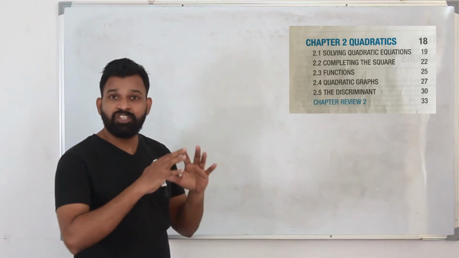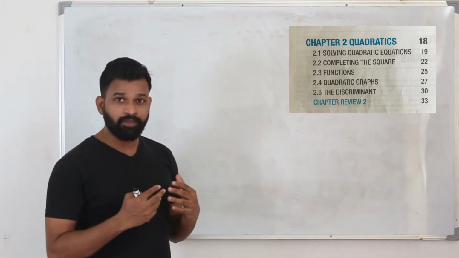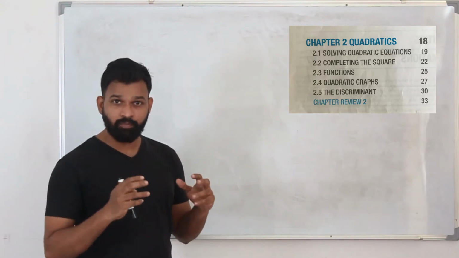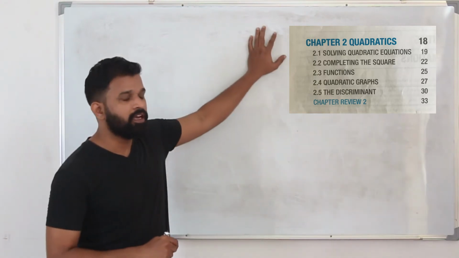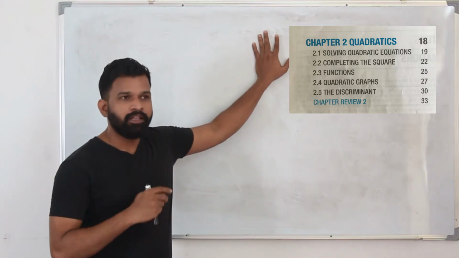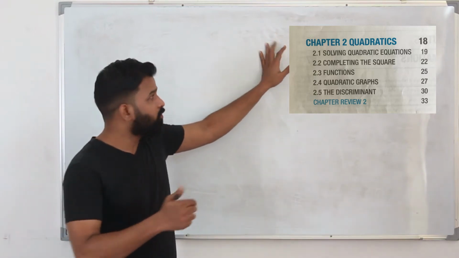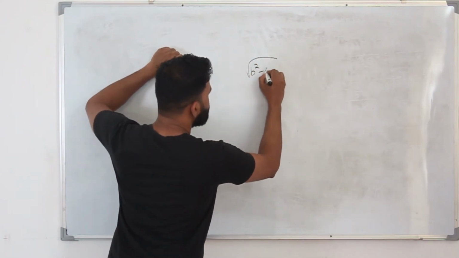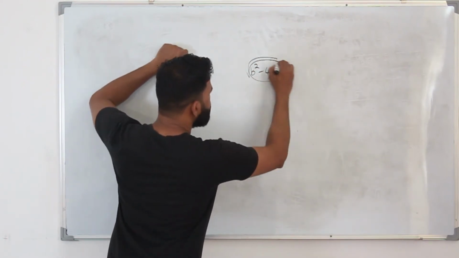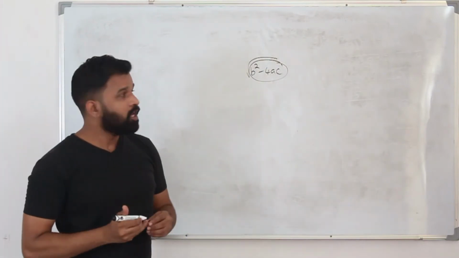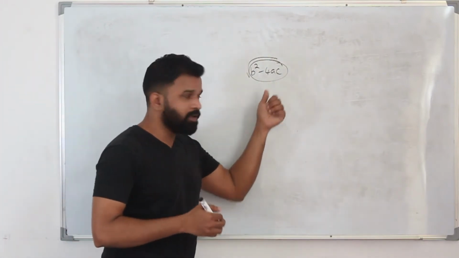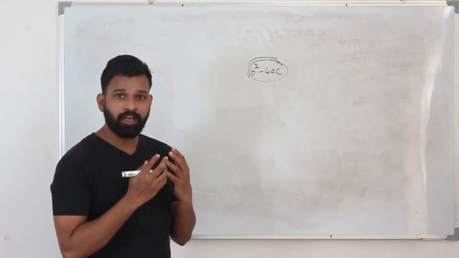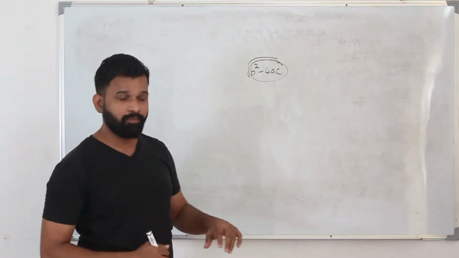Then after that, sketching the quadratic graphs. We are going to sketch the quadratic graph. So what are the things that have to be taken note of before we sketch a quadratic graph? We are going to learn that. Then we have the discriminant. When you write the formula, you usually write square root of b square minus 4ac. This b square minus 4ac is the discriminant. So how do we use this discriminant to predict how the quadratic graph is going to behave?